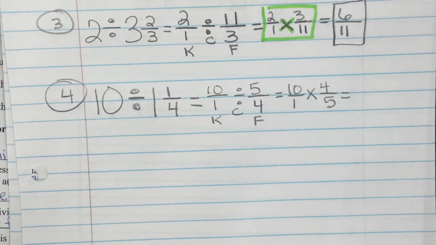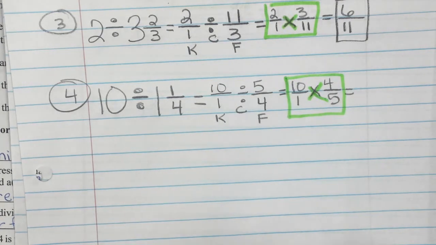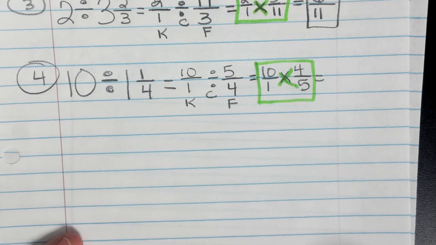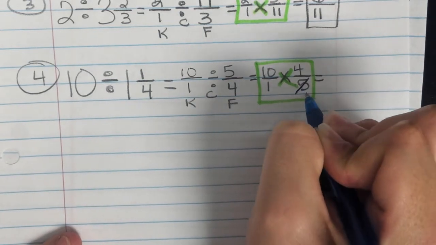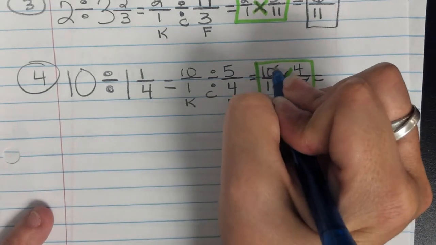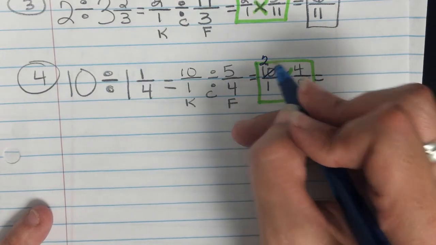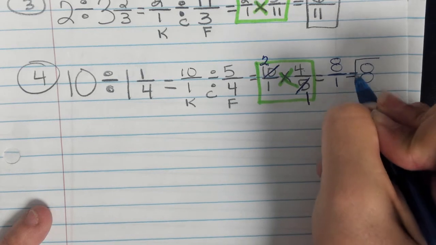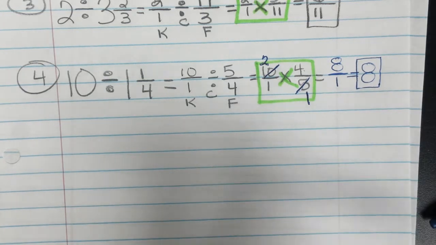Okay, guys, tomorrow if you want to use highlighters and stuff, I don't care. This is where that magic box is. 5 and 10, that's right. 5 and 10 divide by 5s, right? Like 5 goes into both of them. So 5 divided by 5 is 1. 10 divided by 5 is 2. Okay. Now nothing else simplifies. 2 times 4 is 8 over 1. Ends up being 8.